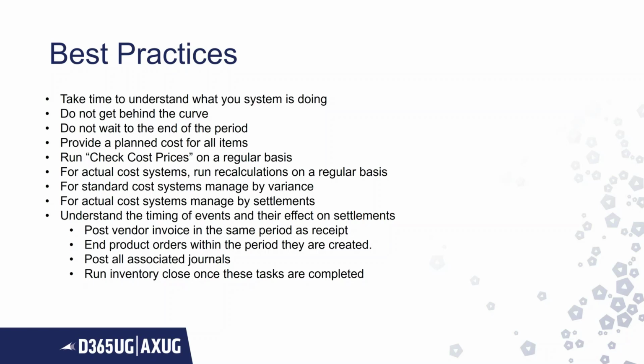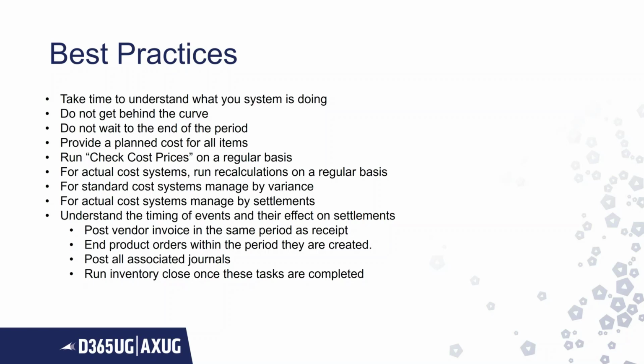And then for actual cost systems, manage by settlements, and let me explain what I mean there. What I do when I come into a system is I go through the inventory close and I look at settlements. I sort them from highest to lowest, and I start with the items that represent the biggest settlements, because the biggest settlements mean that's where your biggest problems are. I can identify bad processes, all kinds of things. And you've got to start with the highest positive and the highest negative, because no matter which way it goes, it's a problem.